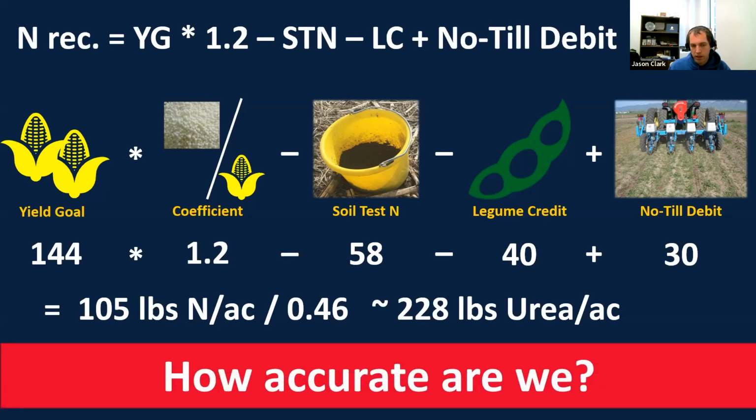So with that, that's our equation. That's the system that we use. You can also use manure credits in there, but we're not going over that today. But how accurate is this system?